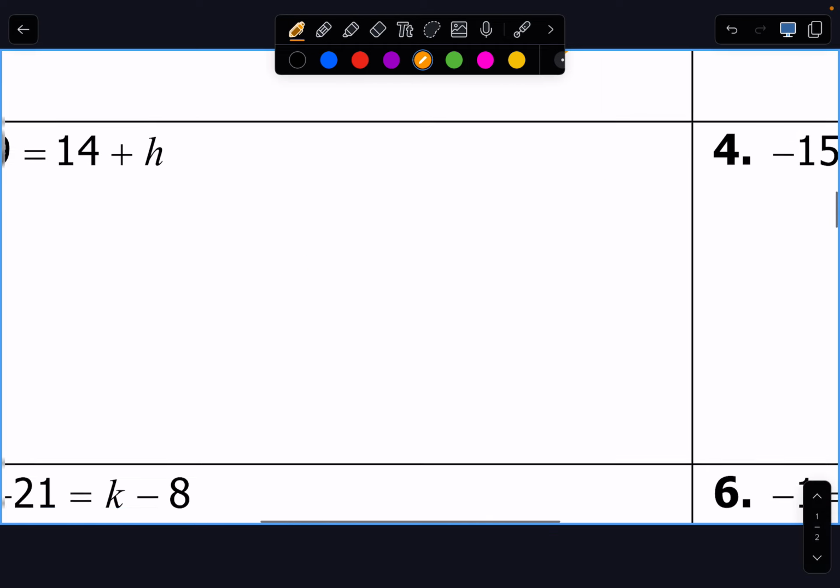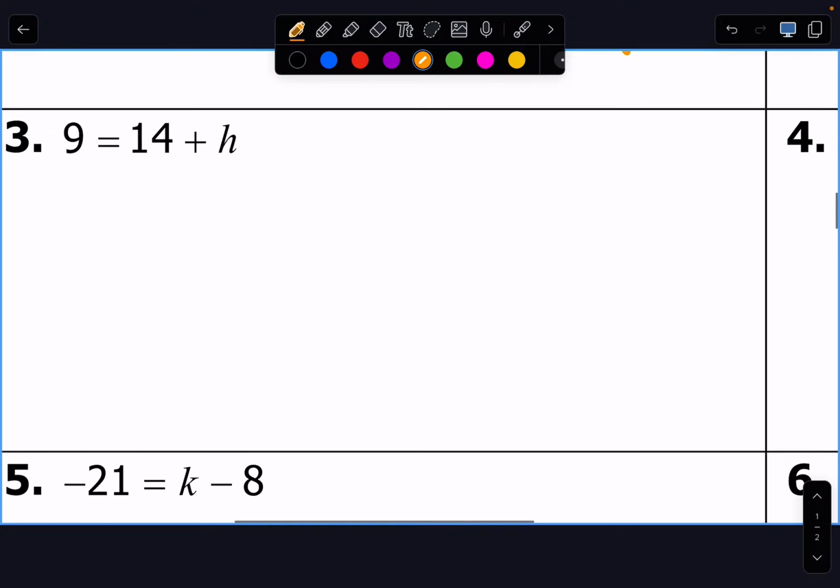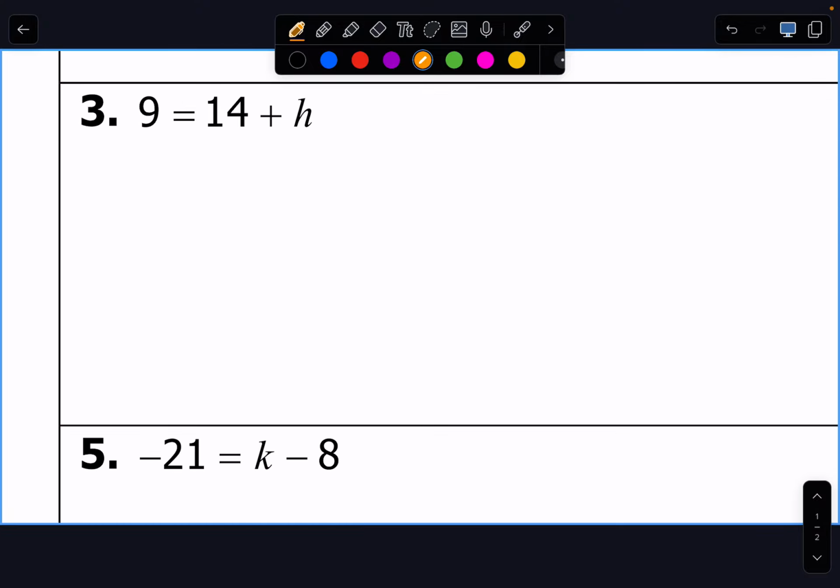All right. Let's look at number 3. Can you tell me what is a little bit different about number 3? Ellie? The variable's on the right side. That is fine. Okay. We can still draw our fence. We can still recognize that, hey, here's our variable. It's just going to be on the right side instead of the left side. That's fine.